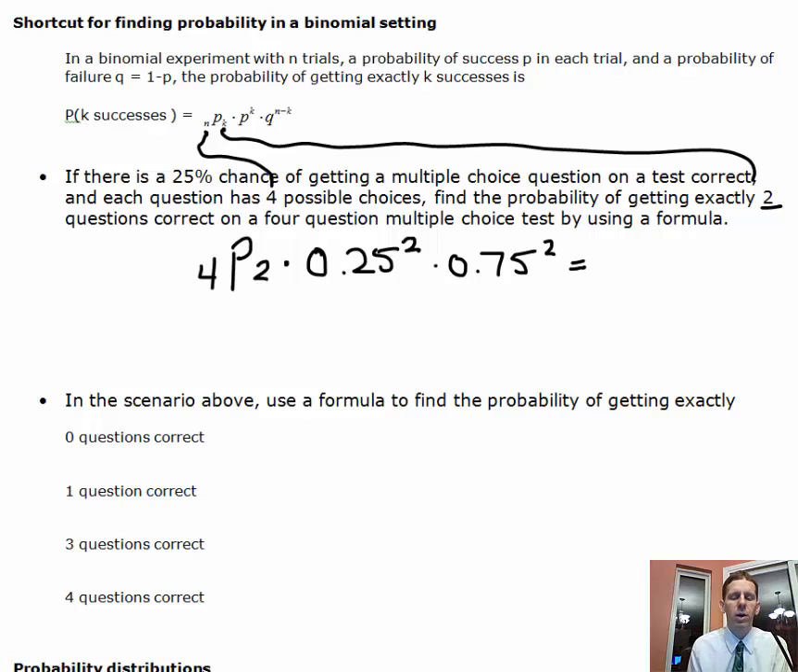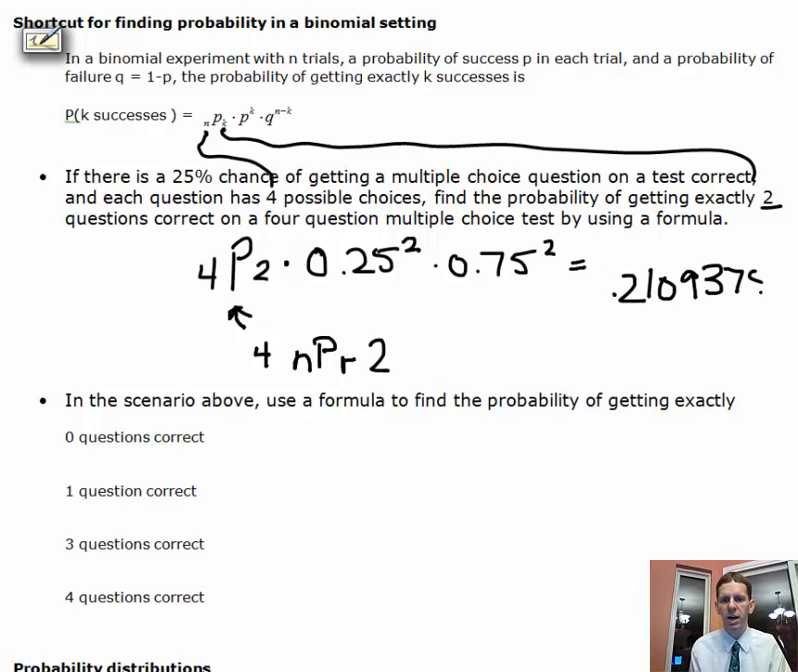When you crunch this out and you want to do this all at once on your calculator, don't break it up, just type it in directly as you see it. Remember, on your calculator you can generate this value by doing 4, finding the nPr command, and then hitting the number 2. If you crunch all this out, what you end up with is 0.2109375.